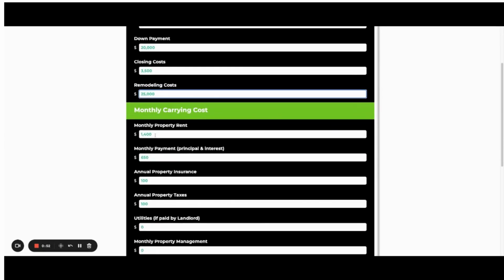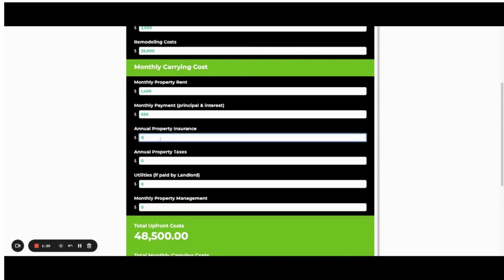For monthly carrying costs, we want to figure out what our monthly property is going to rent for. So here we're going to put $1,400 is what we're going to rent this property out for. Our monthly payment only includes principal and interest. We're not talking about insurance or taxes right now, but keep in mind that these are going to be based on a yearly figure, and then it's going to figure out what that is monthly for you, so you don't have to do the division up front. Our monthly payment, we're going to assume, is $650 a month, and that's our principal and interest.